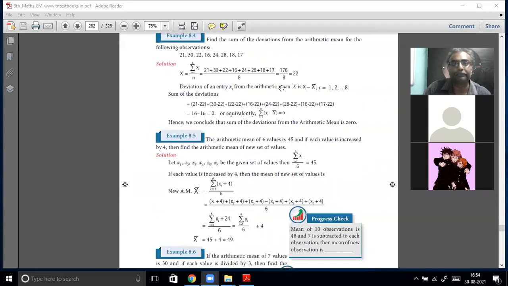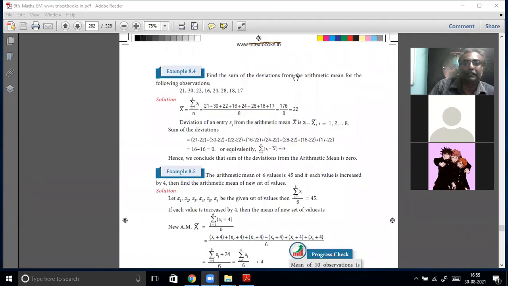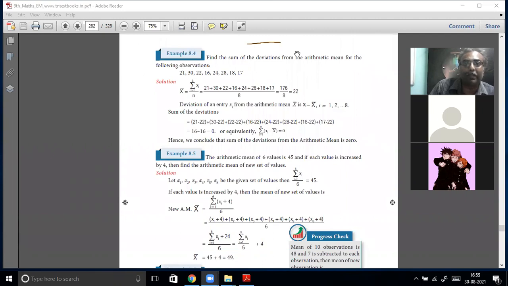Let us do a small sum now. Find the sum of the deviations from the arithmetic mean for the following observations. First, you have to find the arithmetic mean. Then you have to find the deviation. Just now we saw the property: the sum of the deviations from the arithmetic mean is always 0. It will always be 0. So in this example, already you know the answer. What is the answer? 0. If you get some other answer, you are wrong.